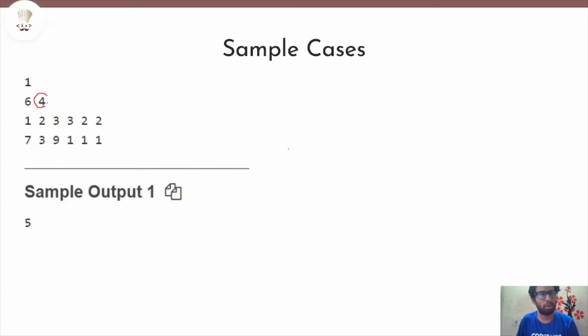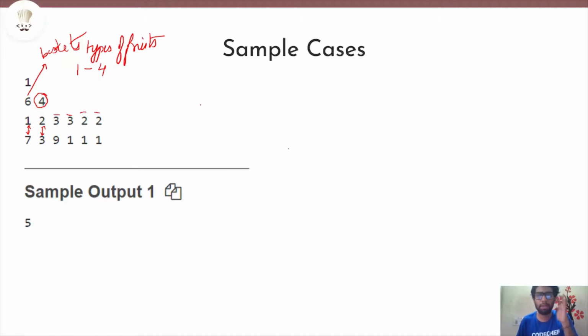Here there are four types of fruits, 1, 2, 3, 4. This means that 1 to 4 are the types of fruits. Let me write it here. Types of fruits. Now there are n baskets, which means that there are 6 baskets. This basket is of fruit of type 1. This basket is fruit of type 2. This basket is fruit of type 3. Fruit of type 3, fruit of type 2, fruit of type 2.